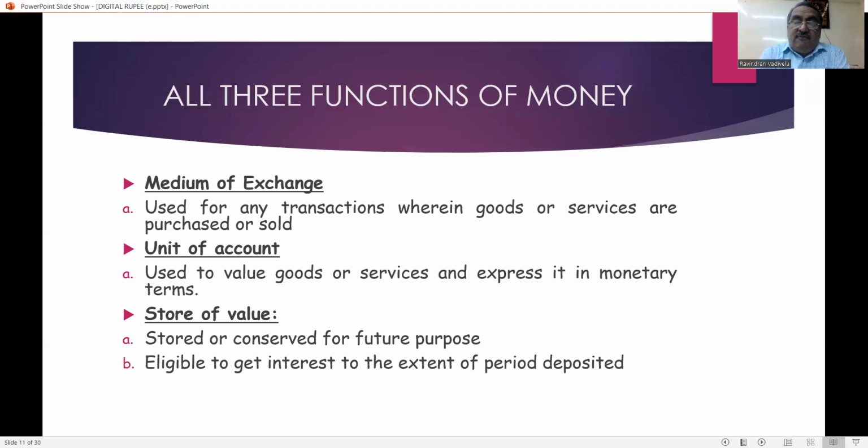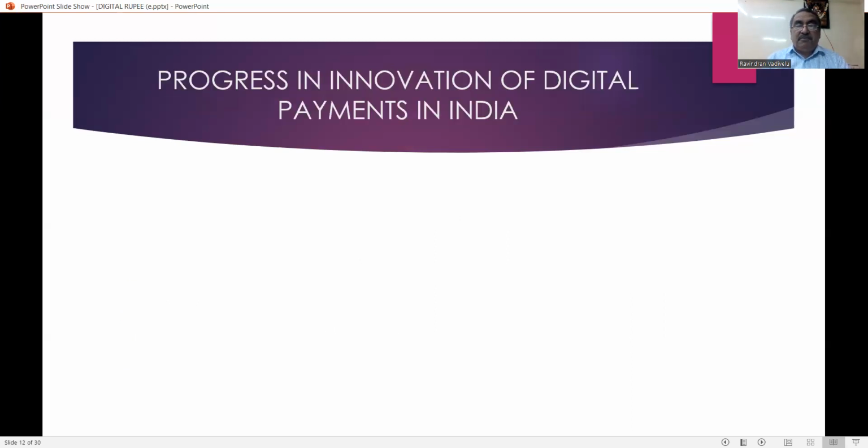But in India, for digital wallets, at present the government is not paying any interest on the amount that has been kept in the form of digital currency in the wallet. And what's the progress in innovation of digital payments in India? For this, the government has enacted a separate law. It's a payment and settlement system. It is not a receipt.